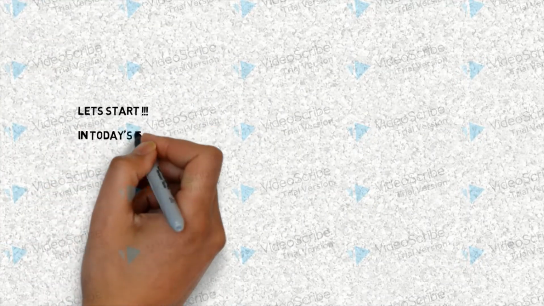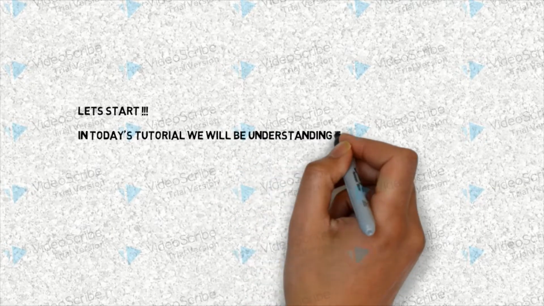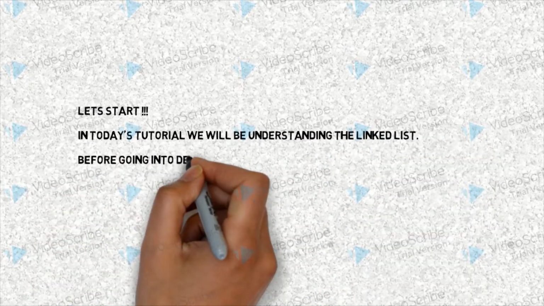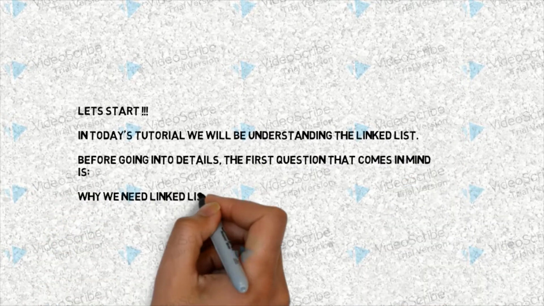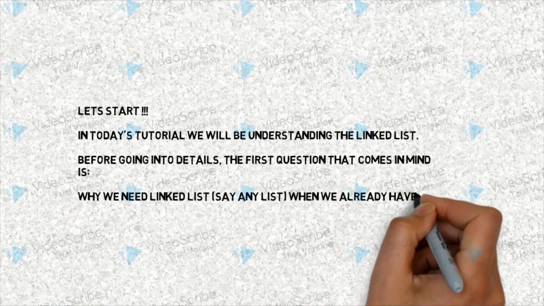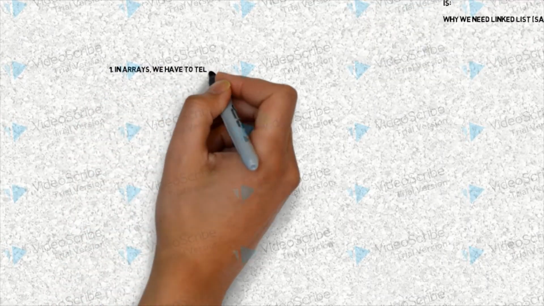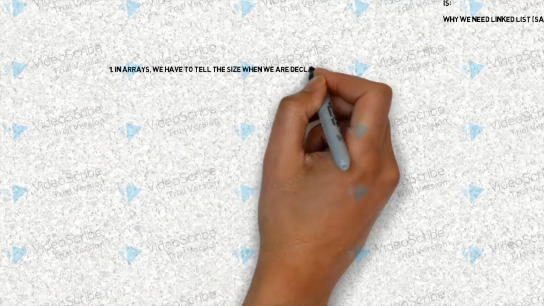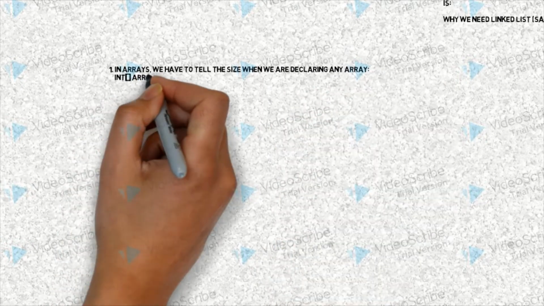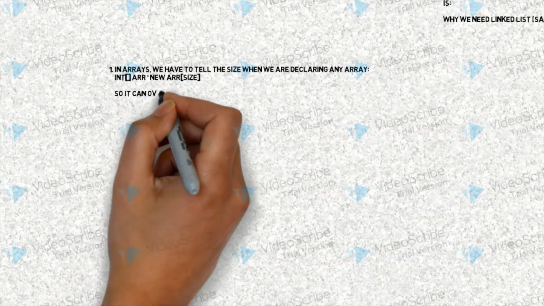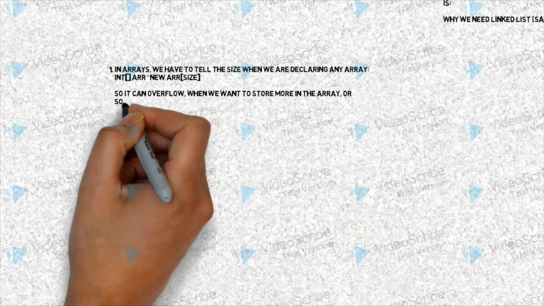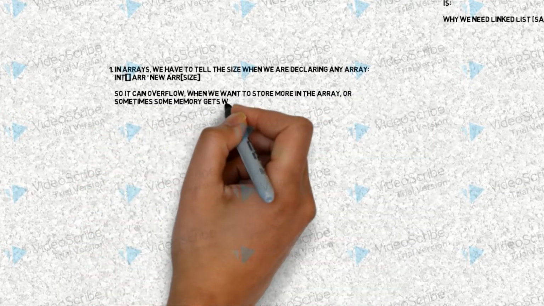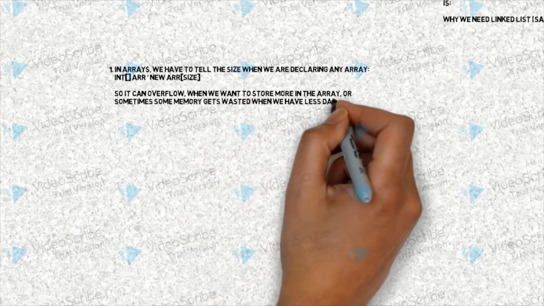Let's start. In today's tutorial, we will be understanding the linked list. Before going into the details, the first question that comes to mind is, why do we need a linked list when we already have arrays? Well, there are many reasons. In arrays, we have to tell the size when we are declaring any array. For example, this. So it can overflow when we want to store more in the array, or sometimes some memory gets wasted when we have less data.